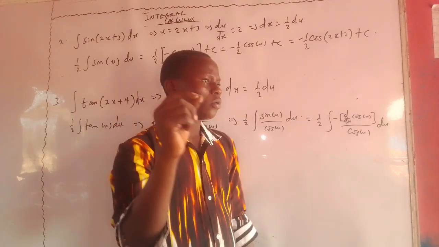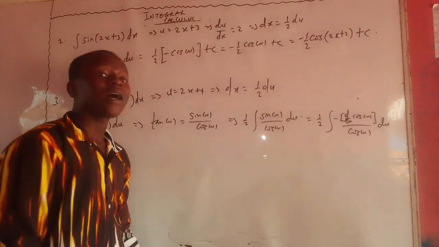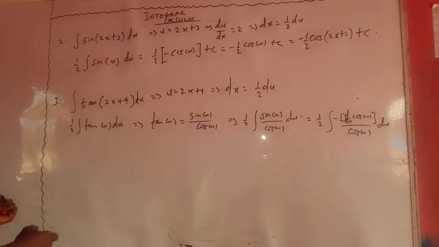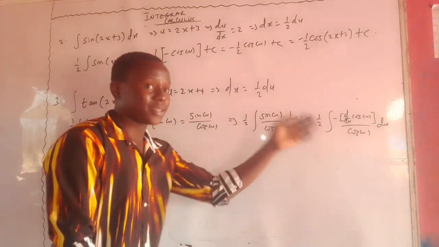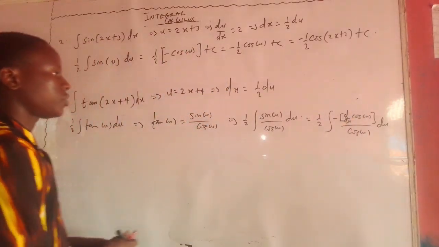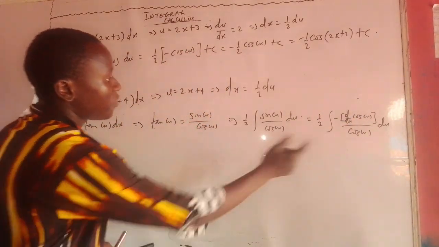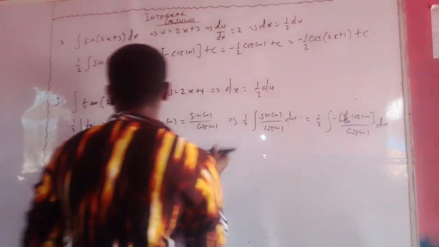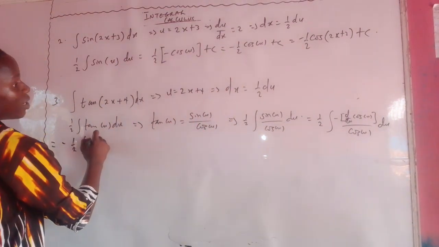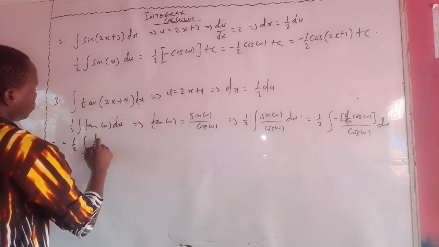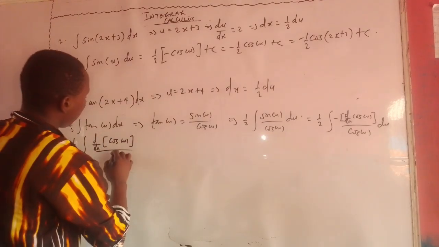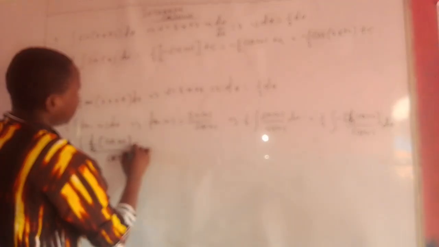I'd like to tell you guys a very special property. I hope I will do the property next class too. Next class I'm going to teach you guys the property very well. Before that, we can bring this negative sign out. So we do that, we have negative half integral of d/du of cos u, then over cos u, du.